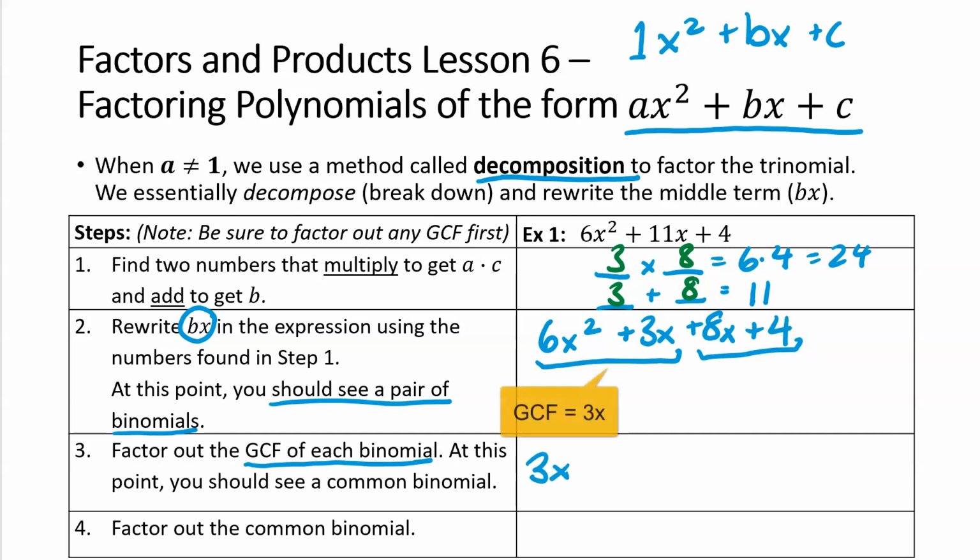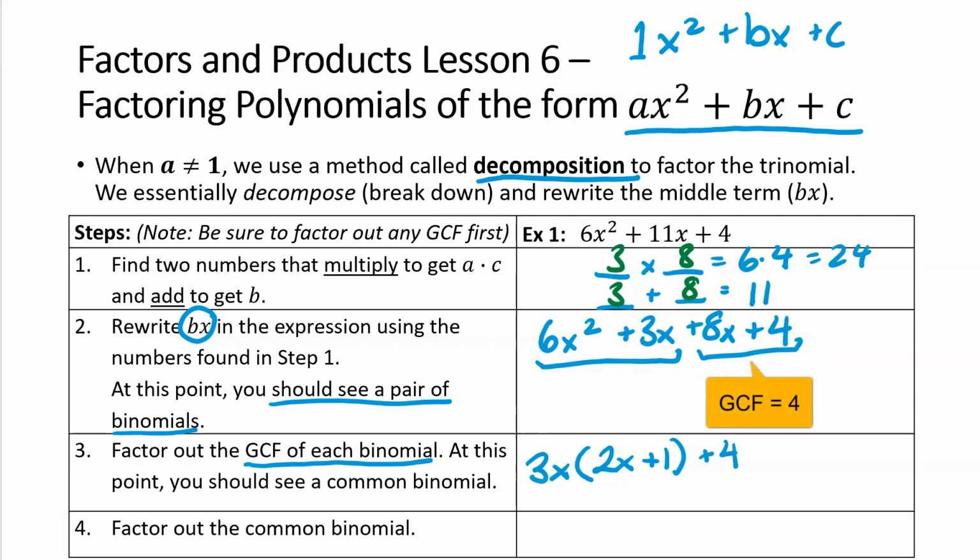So we'll have 3x, and then in brackets, 3x times 2x would give you the 6x squared. 3x times 1 would give you 3x. For the other binomial, 8x plus 4, we can factor out a positive 4, and then in brackets, 4 times 2x is 8x, 4 times 1 is 4.